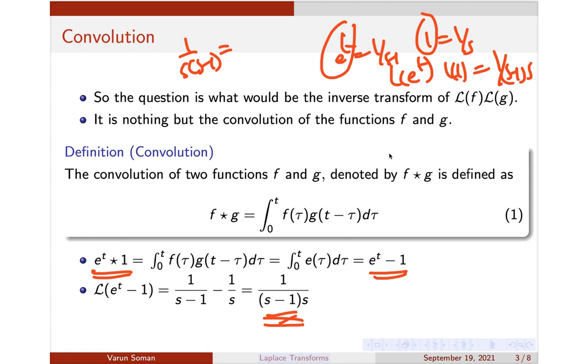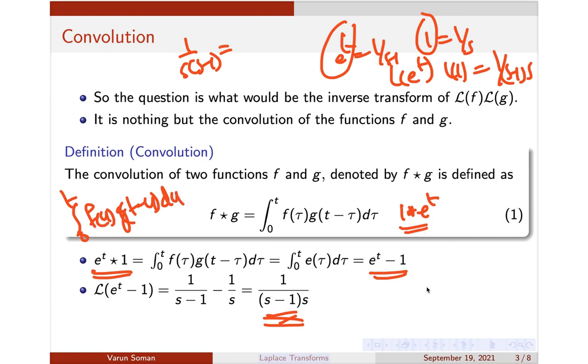Let us also try to find 1 star e raised to t. Can you find the convolution of 1 and e raised to t? What is it? By definition, it is simply the integral from 0 to t of f of u into g of t minus u du, right? So what is here?